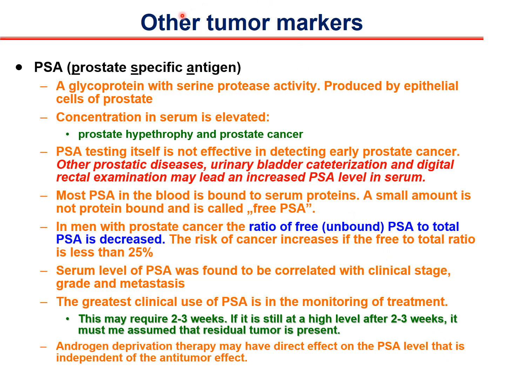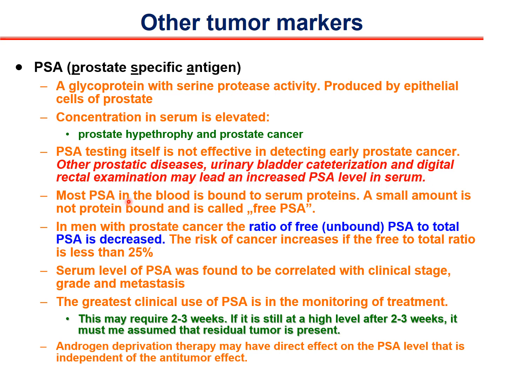Other tumors, we mentioned the prostate-specific antigen. That's a glycoprotein with serine protease activity produced by the epithelial cells of the prostate. Now, this PSA can be used for screening. This has a higher specificity and selectivity. Serum concentration is elevated in prostatic hypertrophy and prostatic cancer. PSA testing by itself is not effective for detecting early prostate cancer. Other prostatic disease, urinary bladder catheterization, and digital rectal examination may lead to an increase in the PSA level in the serum.